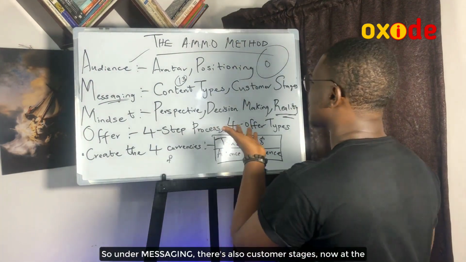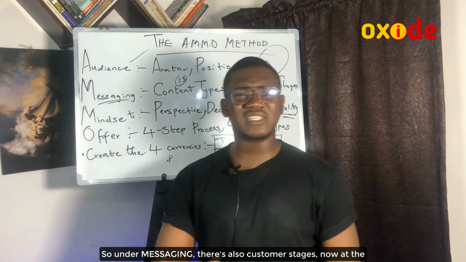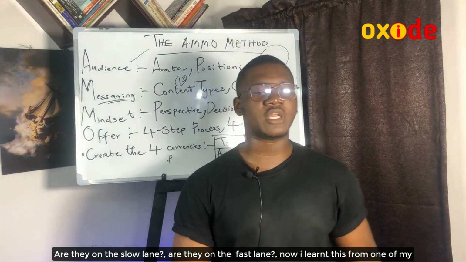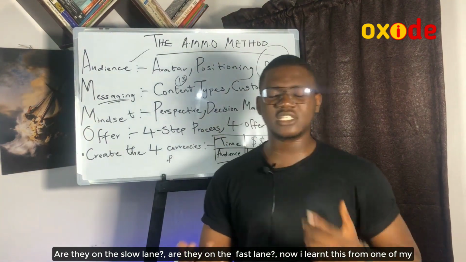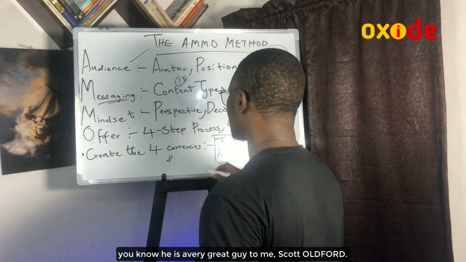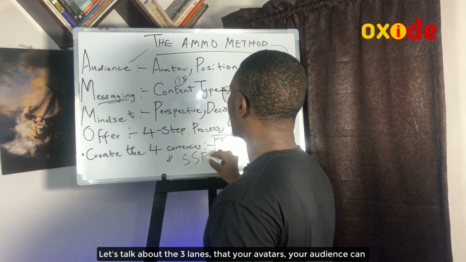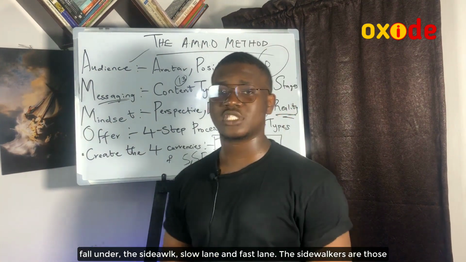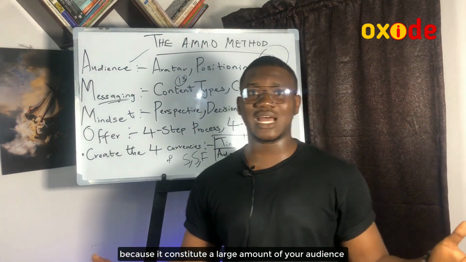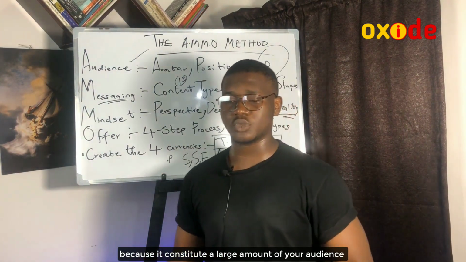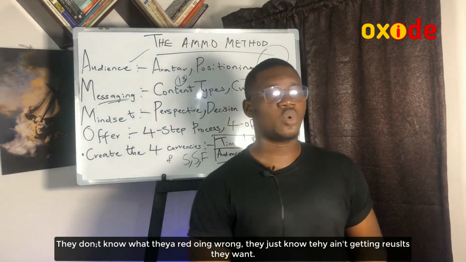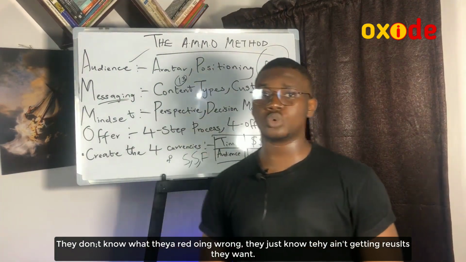So, under messaging, there's also customer stages. At the customer stages, you focus on what lane is my customer on. Are they on the sidewalk? Are they on the slow lane? Are they on the fast lane? Now, I learned this from a very great guy to me, Scott Holford. He talks about the 3 lanes that your avatars, your audience, can follow under. The sidewalk, slow lane, and fast lane. The sidewalkers constitute a large amount of your audience because they don't know the problems, they don't know the consequences of what they're doing, they don't know they need you, they don't know what they're doing wrong, they just know they aren't getting the results they want.